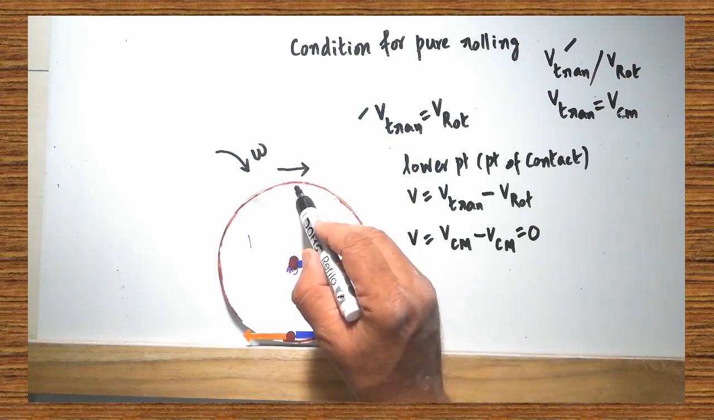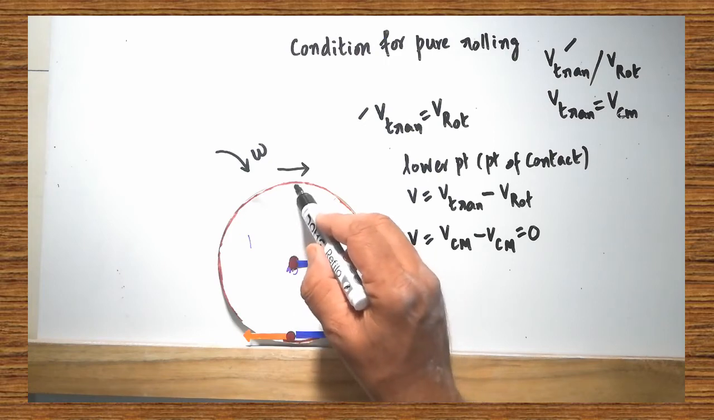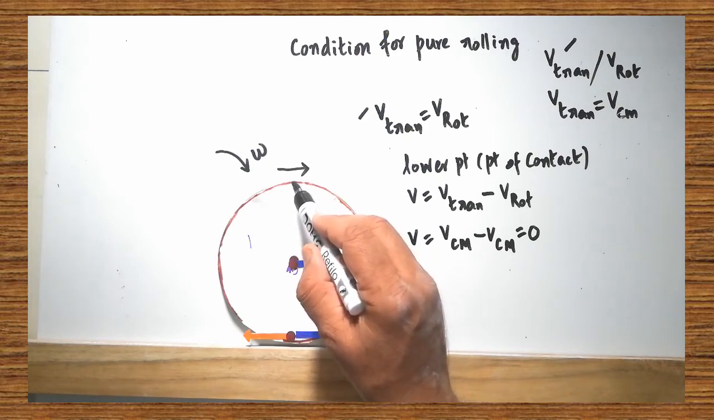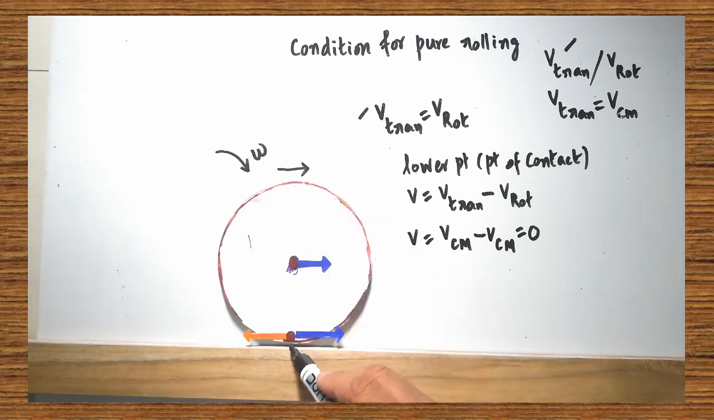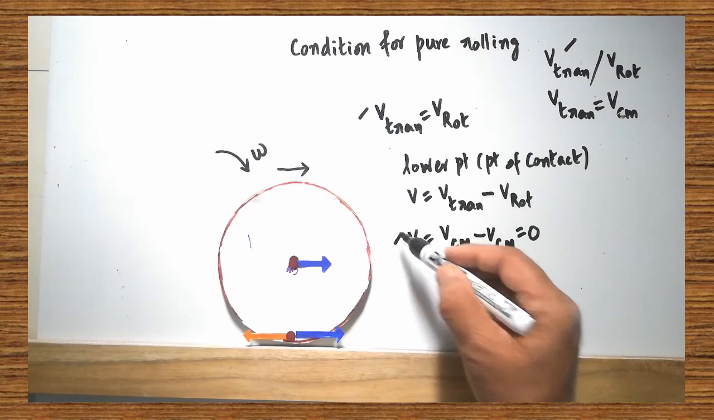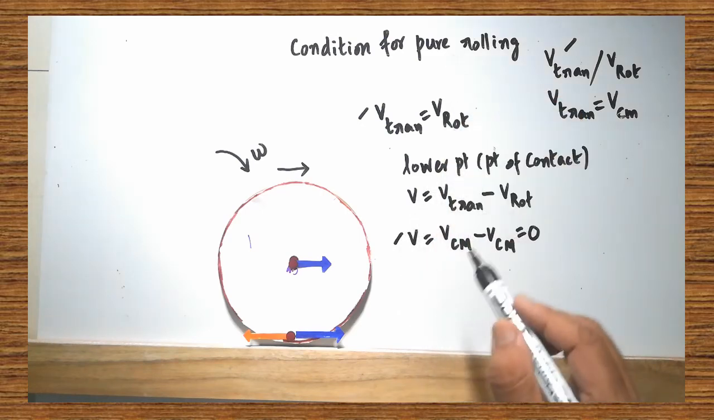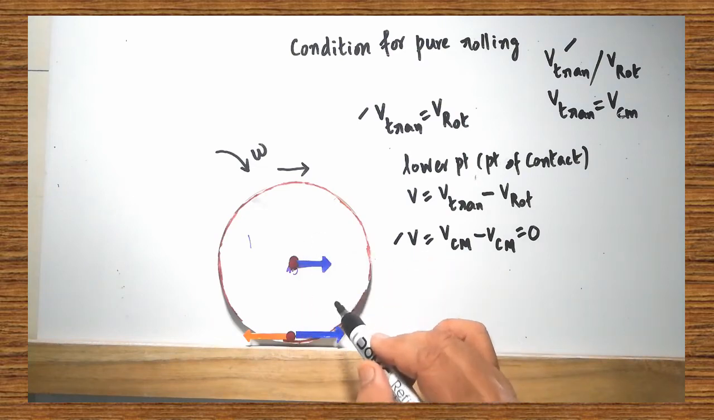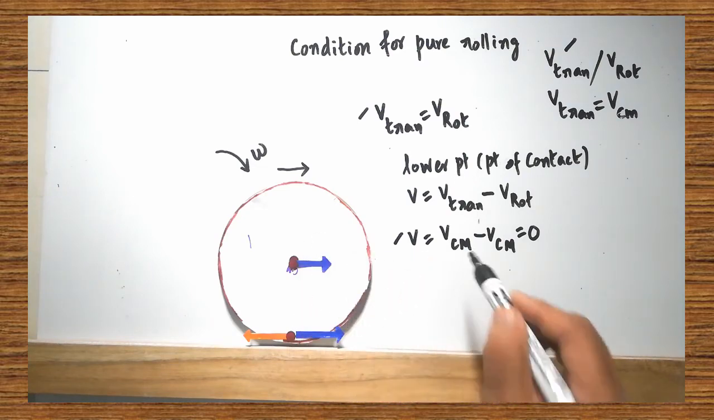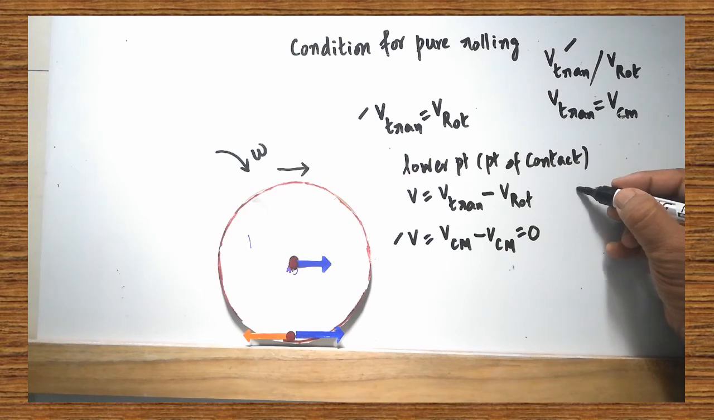Previously we calculated the resultant velocity of the same point at the topmost point. There the resultant velocity is 2 VCM, but here the resultant velocity is 0. Are you clear? So when this condition is satisfied, the rolling body is said to be in pure rolling motion. Are you clear? This is the condition. So what are the conditions? I will list them out now.